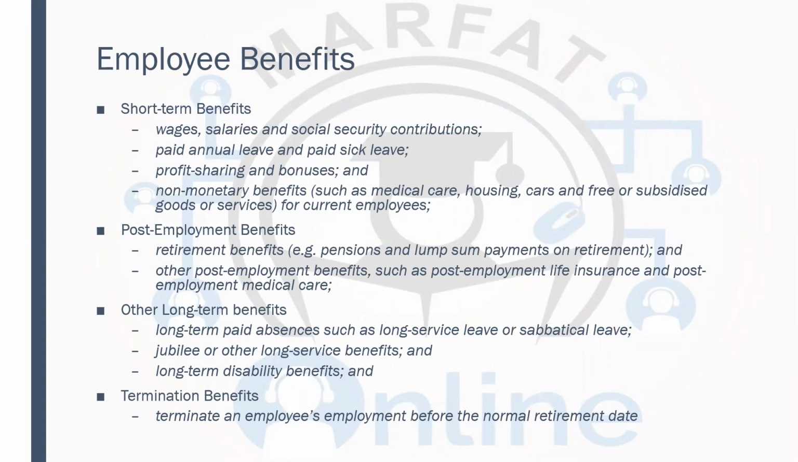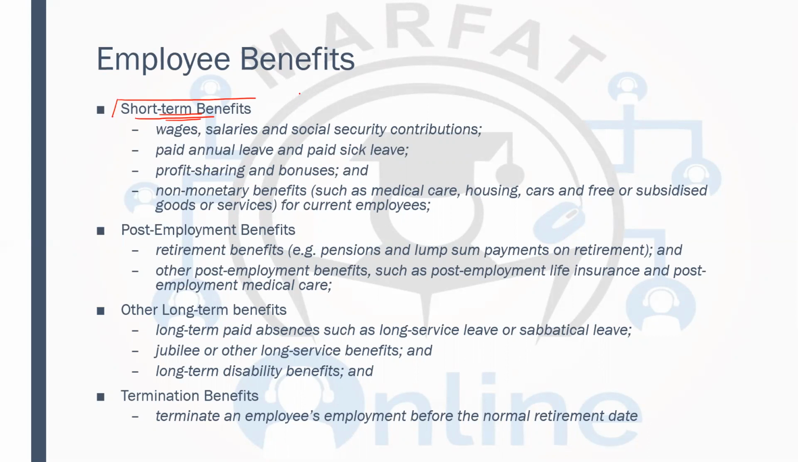Now, IAS 19 has defined four types of benefits. The first one is the short-term benefits, for example, salaries, wages, bonus, profit sharing arrangements, and non-monetary benefits such as car benefit and medical care. These are the short-term benefits.